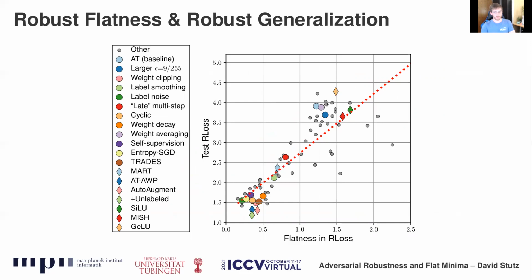This includes TRADES as a brown circle or AT-AWP as a blue diamond. Other variants such as MART as light blue lie somewhere in between. And a lot of regularization schemes are also able to find flatter minima and at the same time improve robustness. Examples include label noise as a green circle or stronger weight decay as an orange circle. Even delaying the learning rate schedule as a red circle can reduce overfitting, thereby improving flatness and robustness. Finally, we found that methods explicitly optimizing flatness, such as Entropy-SGD, as a yellow circle here, also improve robustness when combined with adversarial training.